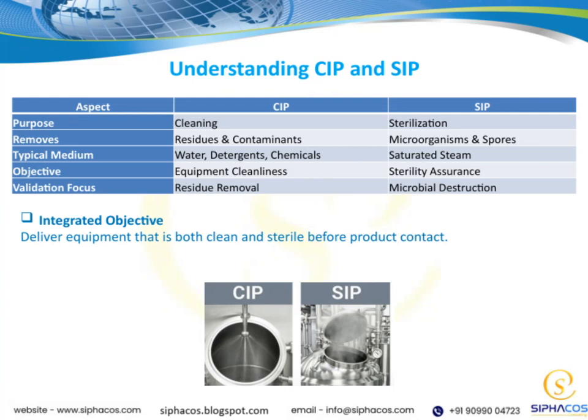Our goal here is clear: to deliver equipment that's both clean and sterile before it ever touches the product. We do this through two key processes, CIP and SIP. CIP stands for Clean in Place, focusing on removing residues and contaminants using water, detergents, and chemicals. SIP, or Sterilize in Place, targets microorganisms and spores, typically using saturated steam. CIP ensures equipment cleanliness, while SIP guarantees sterility. Each process has its own validation focus, CIP on residue removal and SIP on microbial destruction. Together, they keep our operations safe and effective.